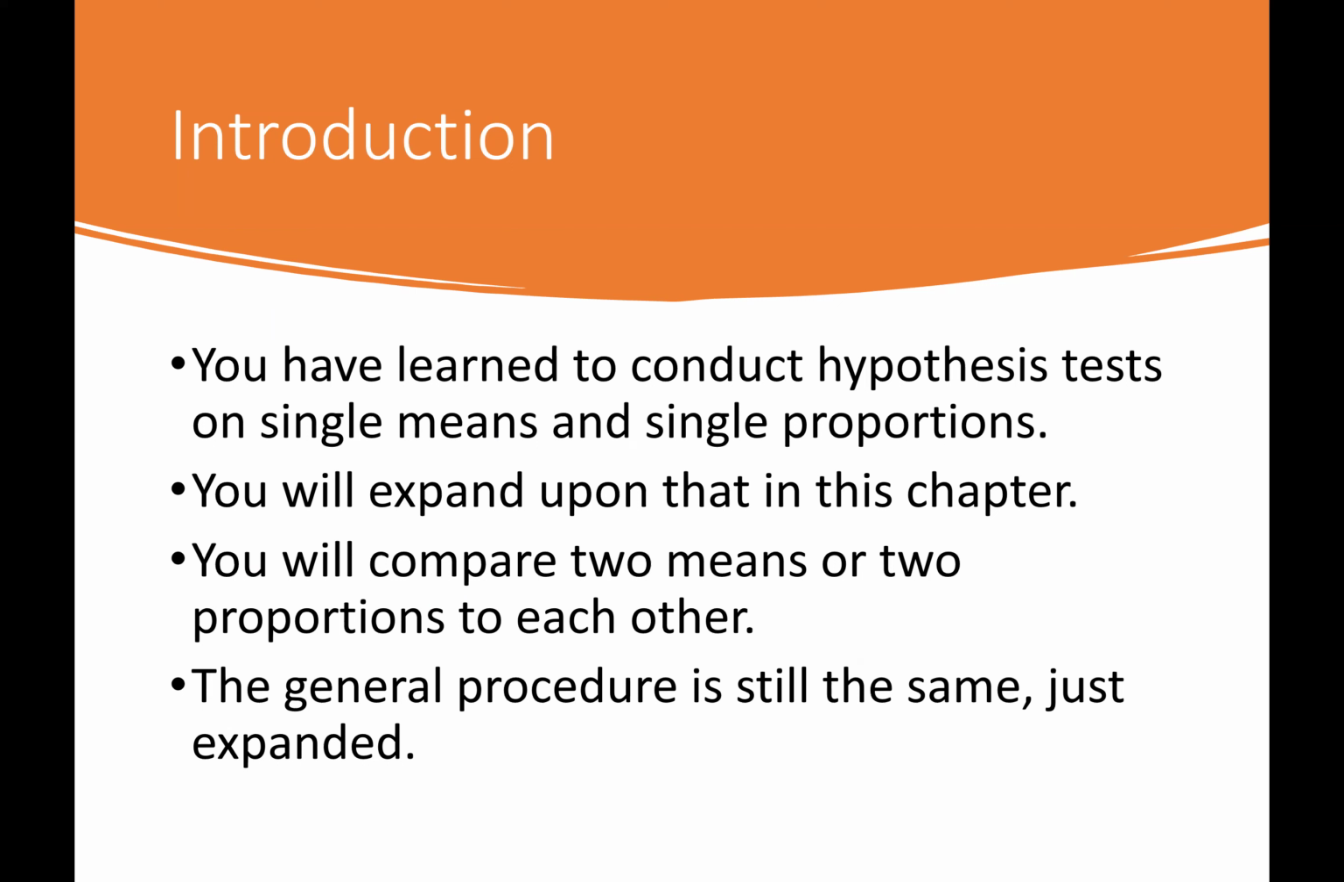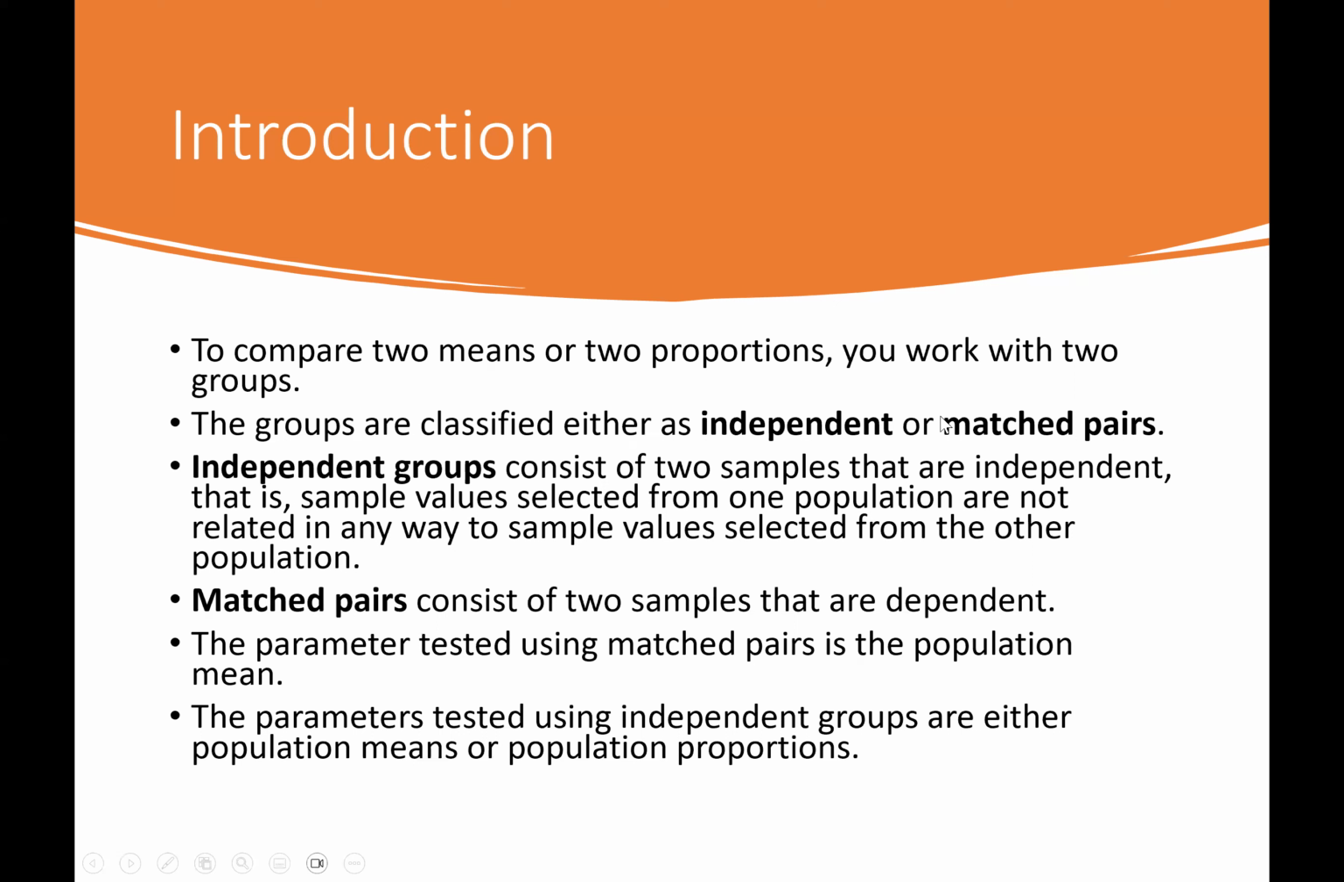There we go. Okay, so we're going to expand on the single proportion, single mean test from chapter 9, and we're going to compare two means or two proportions. The procedure is the same, it's just expanded, and the formulas are really ugly. So to compare two means or two proportions, you're going to work with two groups. They're classified as either independent or matched pairs. And you're going to conduct a different kind of test if they're independent or if they're matched pairs.